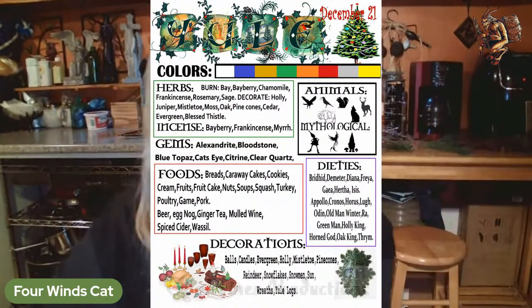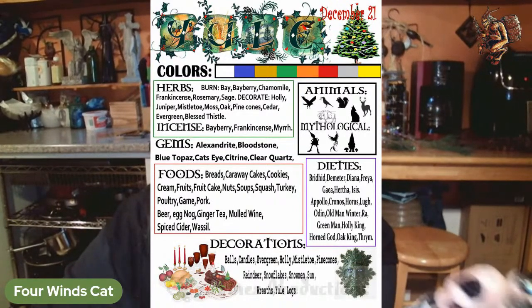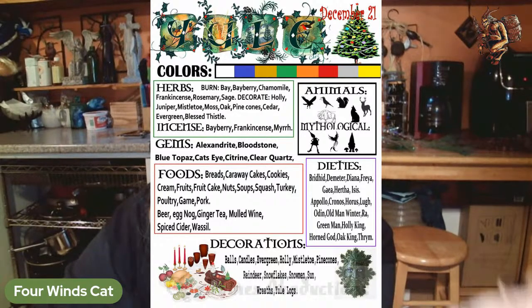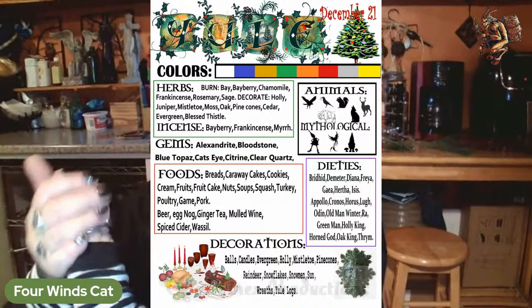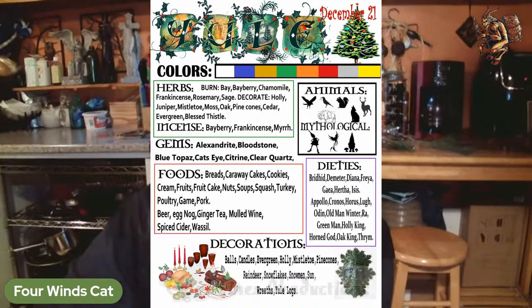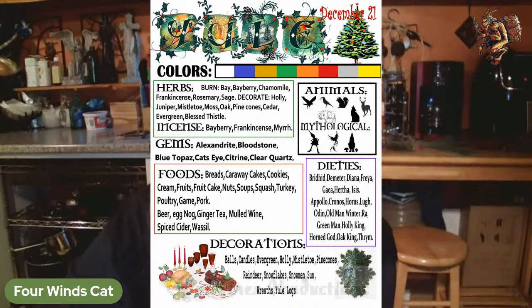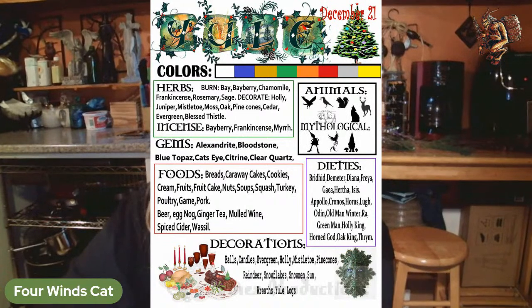So this is Yule, December 21st. As you look under herbs, burn bay, bayberry, chamomile, frankincense, rosemary, sage. Decorate with holly, juniper, mistletoe, moss, which I do have some, oak, pine cones, cedar, evergreen, and blessed thistle. The incense for this time of year is bayberry, frankincense, and myrrh, of course. And gemstones are alexandrite, that is my birthstone, bloodstone, blue topaz, cat's eye, citrine, and clear quartz.